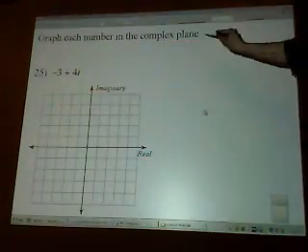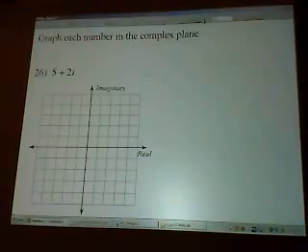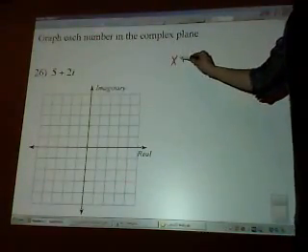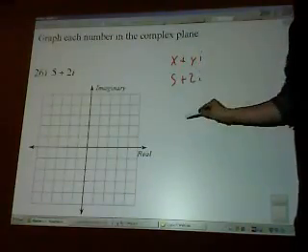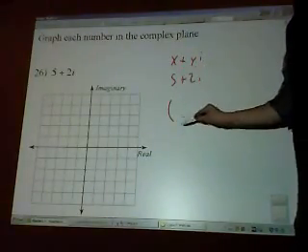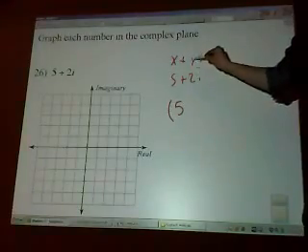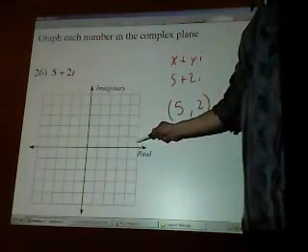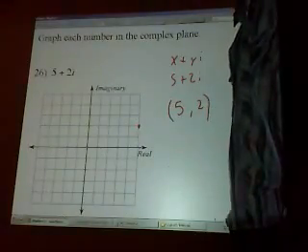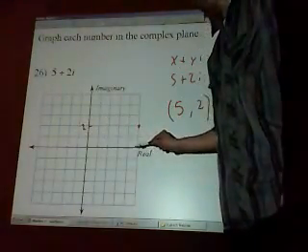We have to practice another one for you guys to get the hang of it. So check out this one. All right, like I said, we have x plus yi, and we have 5 plus 2i. So what's x? x is 5. What's y? y is 2. So I go to 5 on x and 2 on y. And the problem's over, right?